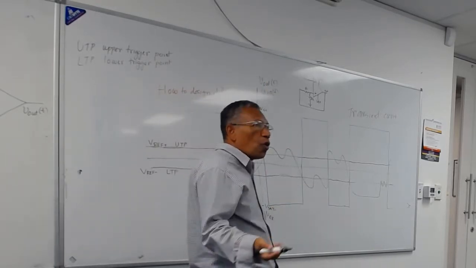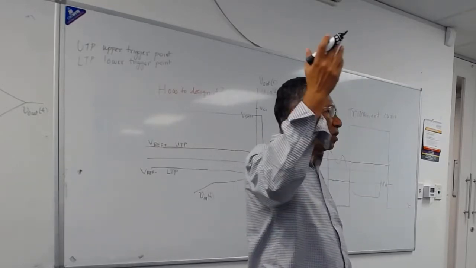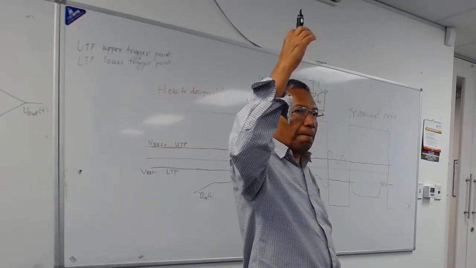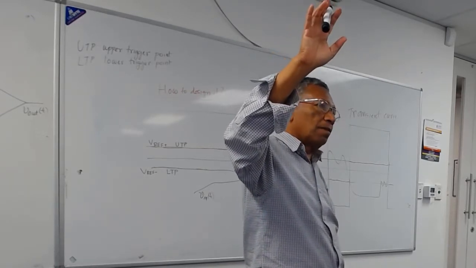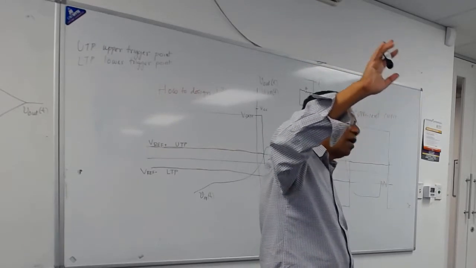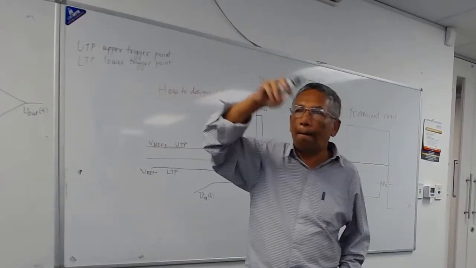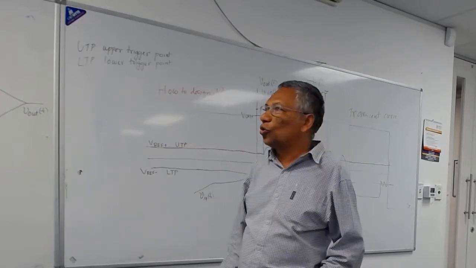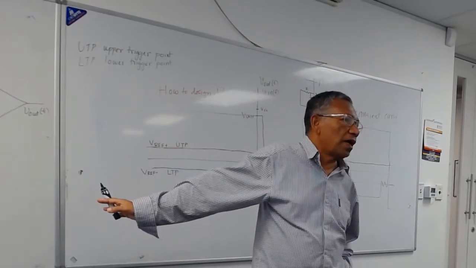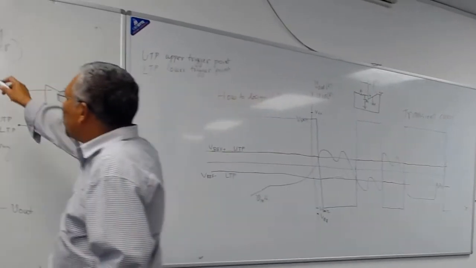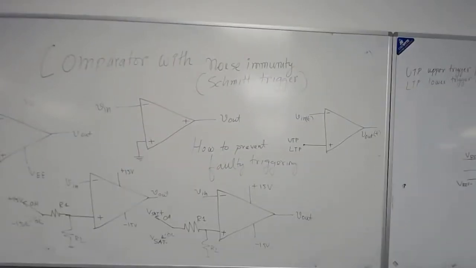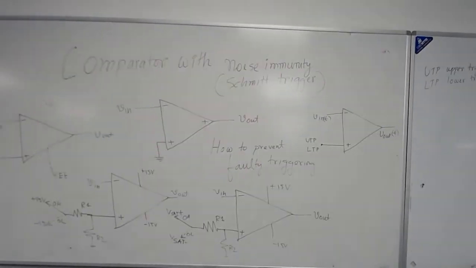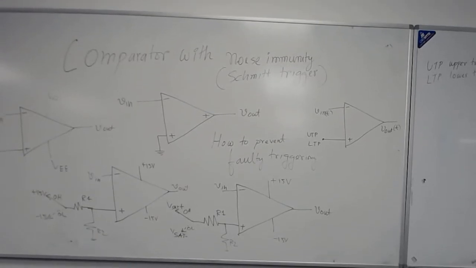But we also usually draw another diagram. What is that called? What is another diagram that we draw for a comparator? Voltage... What is that? Transfer curve. Voltage transfer curve, exactly. So for this one, we call it Schmitt trigger, we call it comparator noise immunity. We want to give it another name. So another name we can extract from the diagram of the voltage transfer curve. Okay.